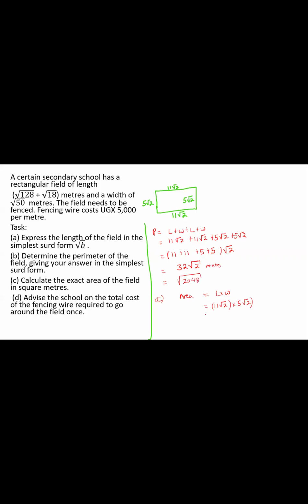Okay, so here, remember when you are multiplying, these numbers will multiply. So 11 times 5, then also we shall have root 2 times root 2. So here we get 55 root of 4, which will give you 55 times 2, and 55 times 2 gives us 110 meters squared. Then you conclude that the exact area of the field is 110 square meters. I don't know whether people are still on the same page.